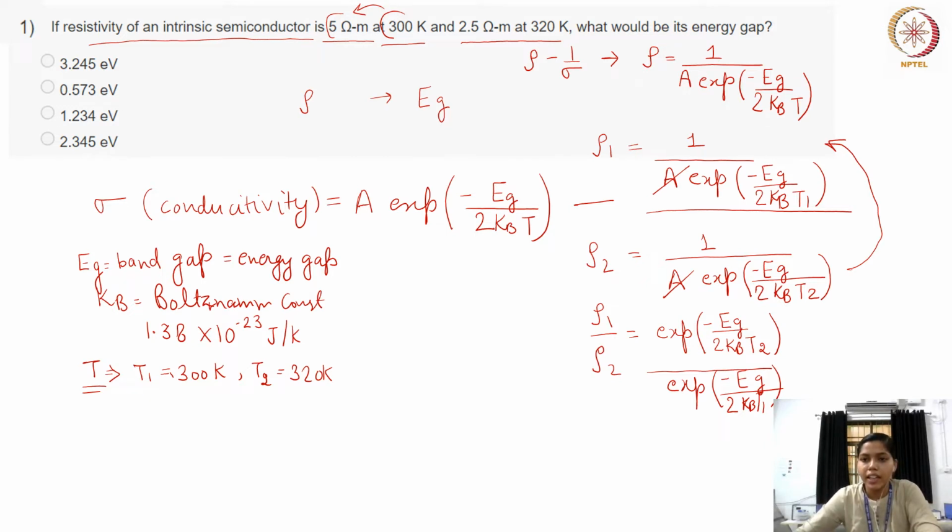Again, here is an exponential term and here is also an exponential term, so we can write it as exponential of, when we want to remove the negative sign, we can take these terms as common. If you see, this Eg divided by 2 kB is constant in both the terms, so we can write it like Eg divided by 2 kB bracket 1 divided by T1 minus 1 divided by T2. So is it clear? Up to this point, any doubt?